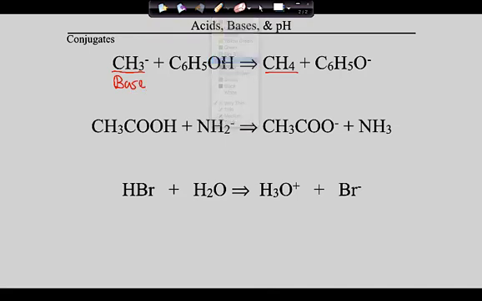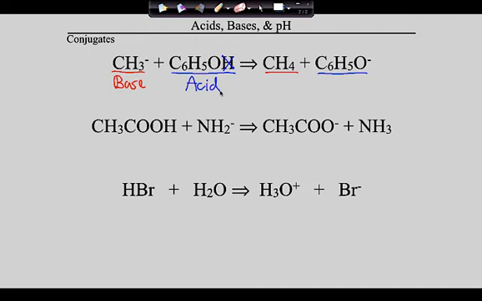Now, when we look at C6H5OH and find something similar on the right, you'll notice that on the right we've got C6H5O. The difference being that C6H5OH lost a hydrogen. That makes this an acid because acids are hydrogen losers. They donate hydrogens. Now we need to figure out the conjugates.